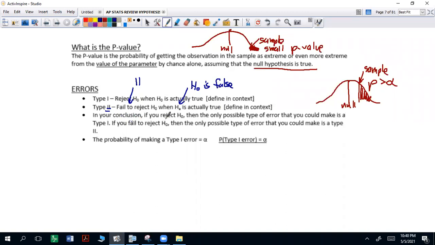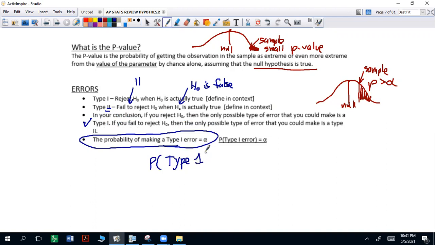In your conclusion, if you reject the null, then the only possible type of error you could make is a type 1. You can't make a type 2 because you haven't failed to reject it. If you fail to reject it, then the only possible type of error you can make is a type 2. Okay, so read through that real carefully. And the probability of making a type 1 error is always your alpha level, typically about 0.05, excuse me, 5%.